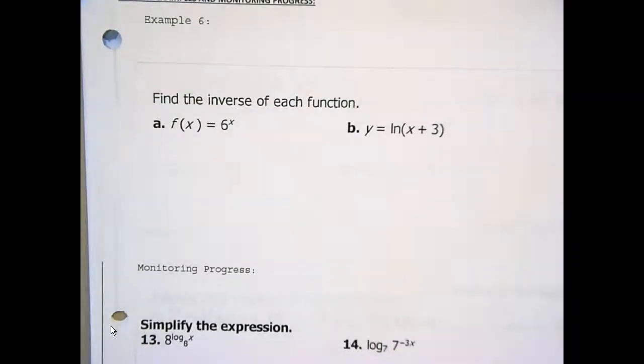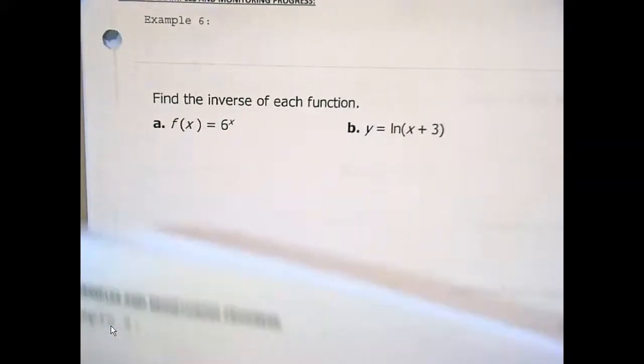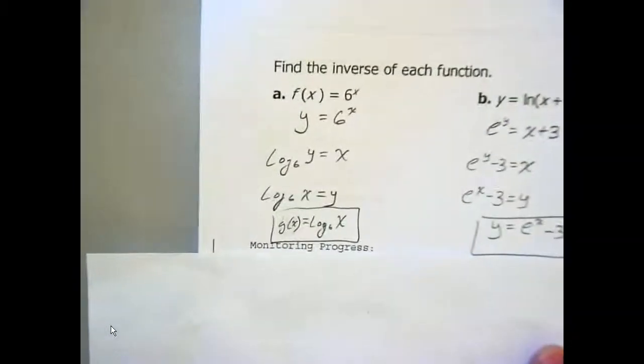Letter B. All right, wrap it up. Hey, you guys remember inverse means you solve for x and then switch x and y, or switch x and y and then solve for y, however you want to go about it. Here's my inverse. Let's focus in on part A.